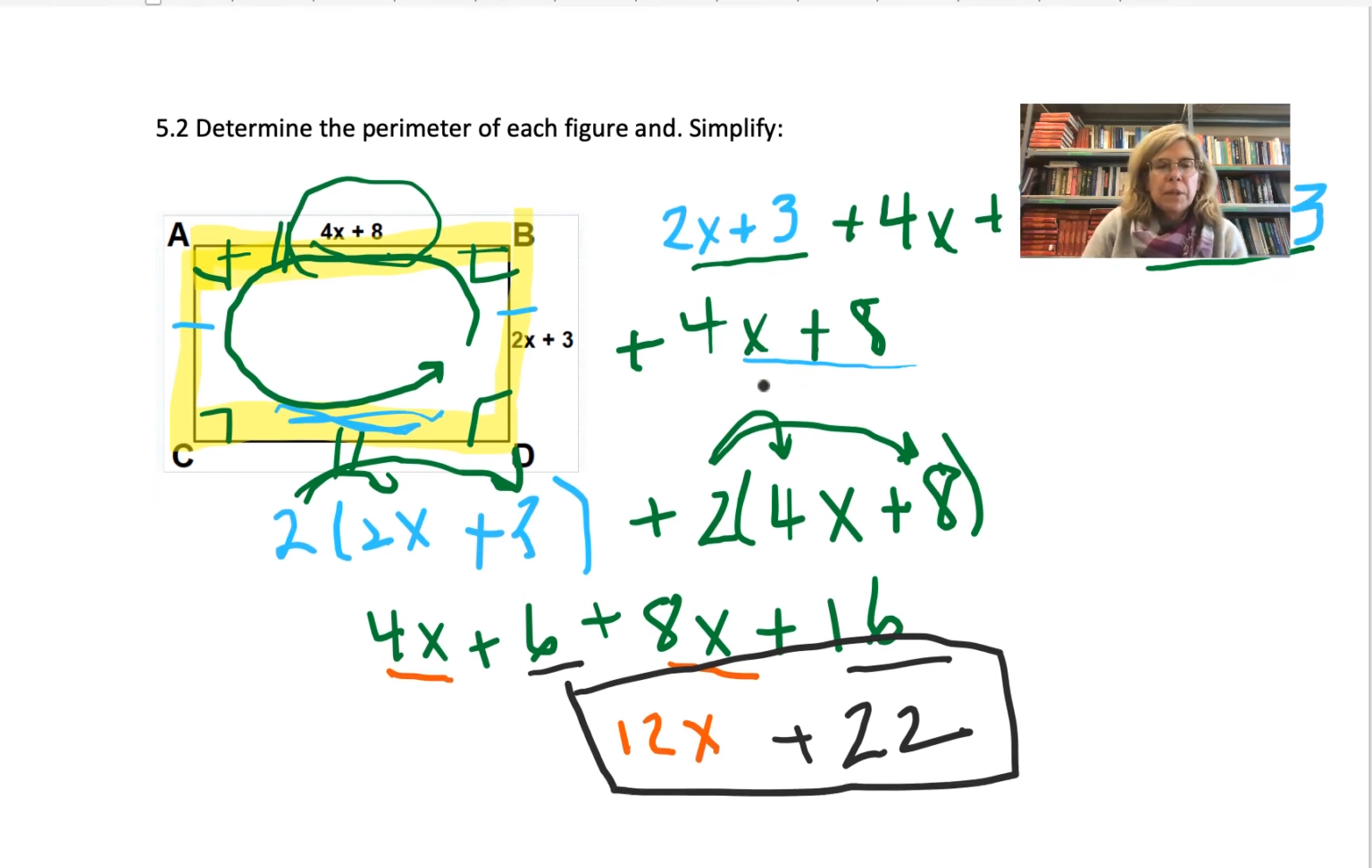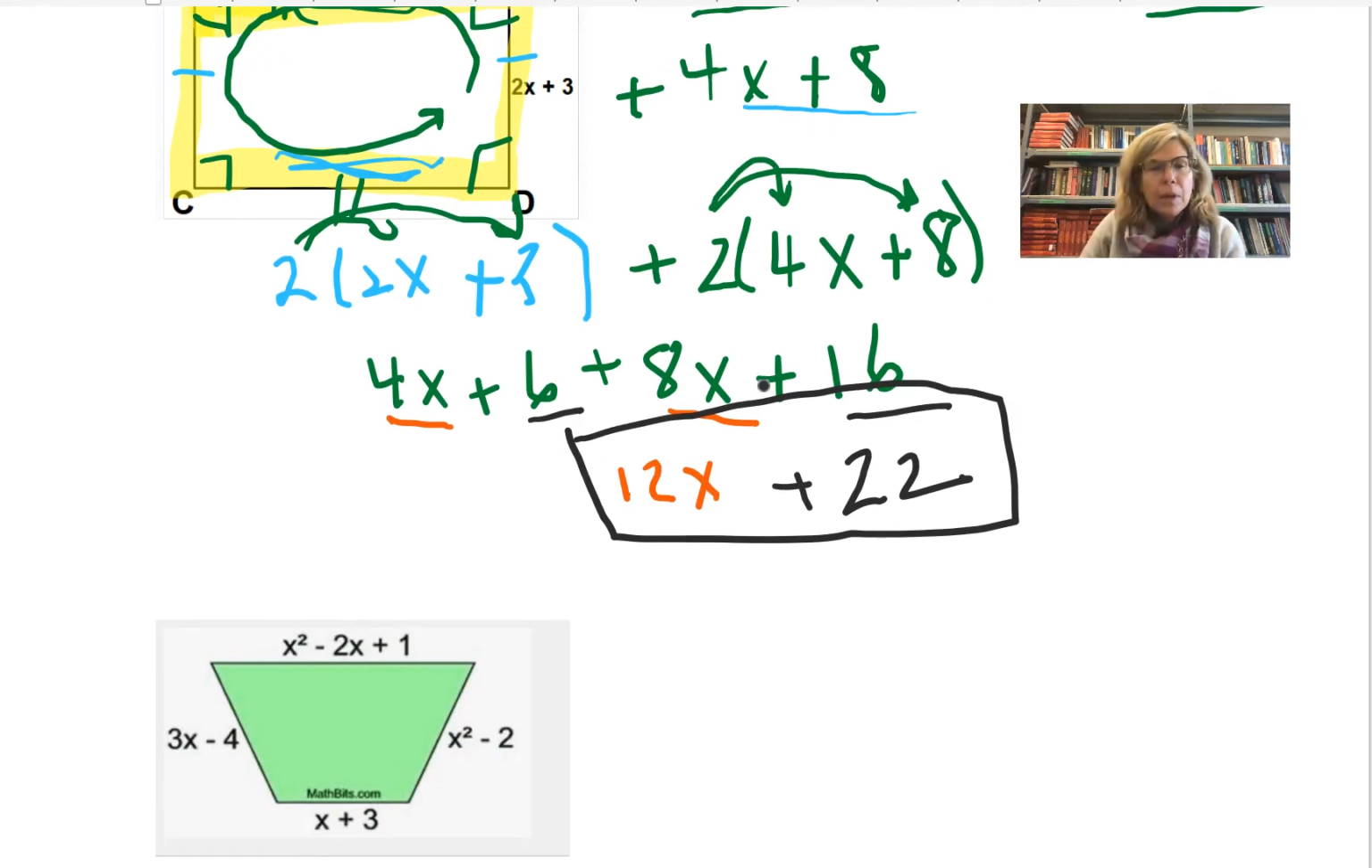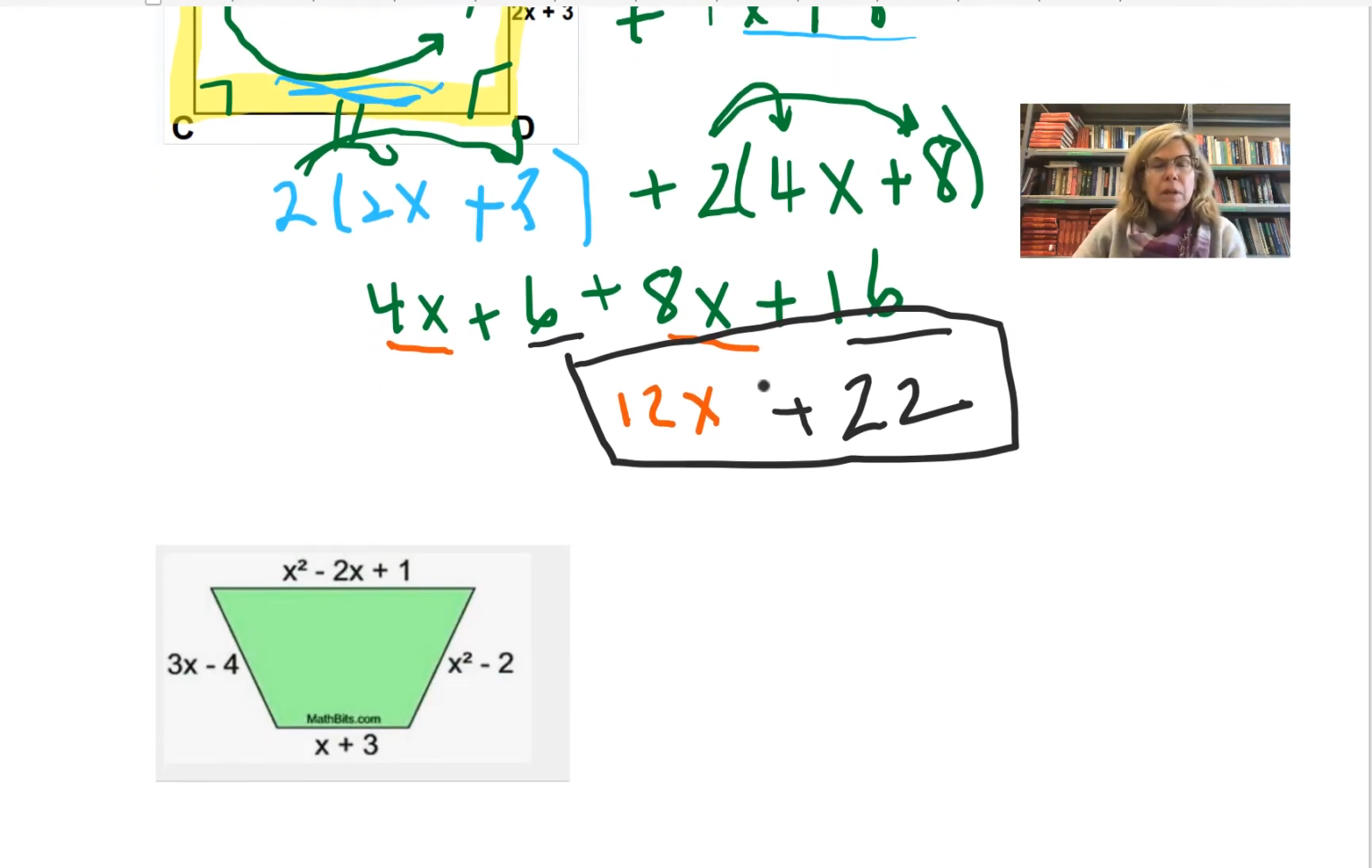Okay, so let's do another one. Here's one, a trapezoid. The same is true with the perimeter for the trapezoid. We're going to add together the sum of all the sides, and that will give us the perimeter.